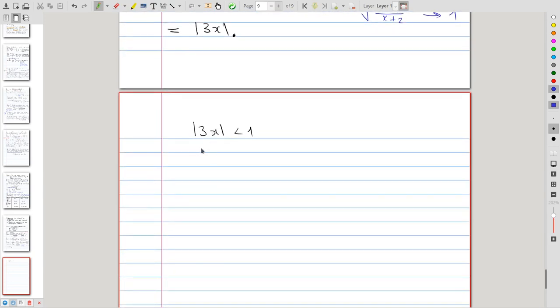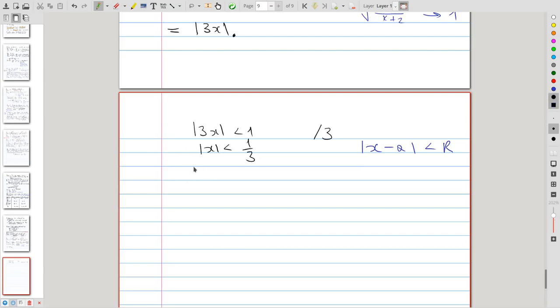And so the output of the ratio test, this one here, is less than 1 if and only if the absolute value of x is less than 1/3. So what we did was divide both sides by 3. Now let us compare this inequality to the general form of the inequality we have for the interval of convergence. This is the general form. This is what we have.